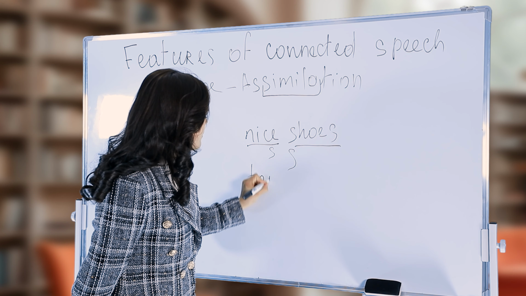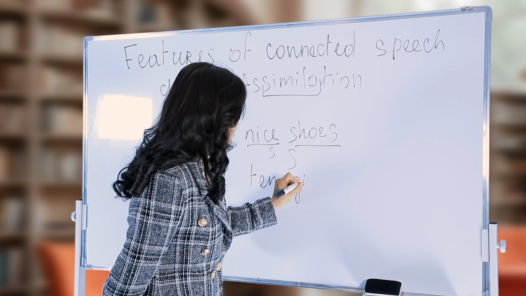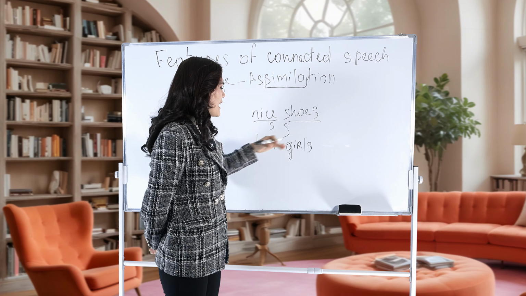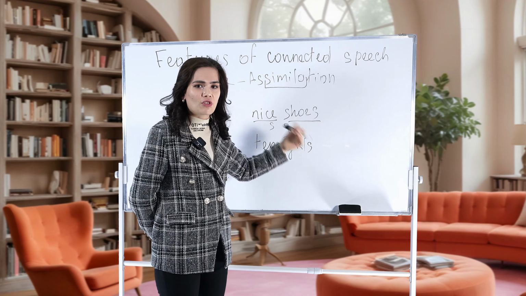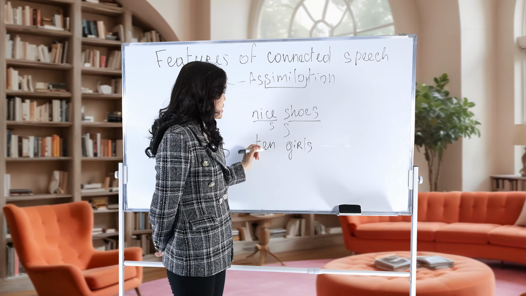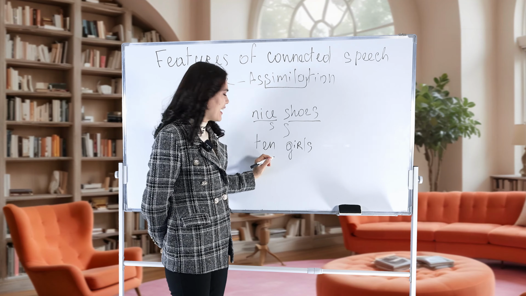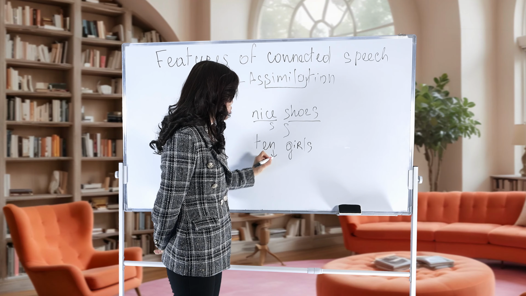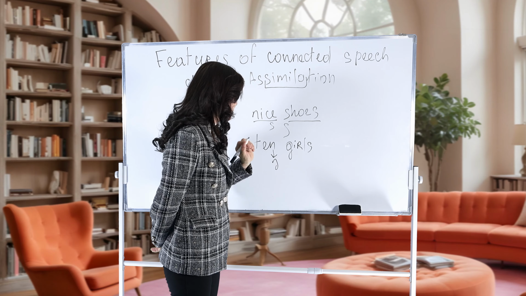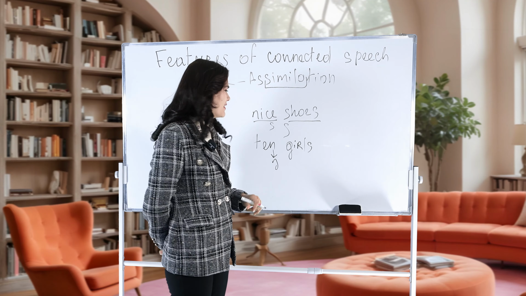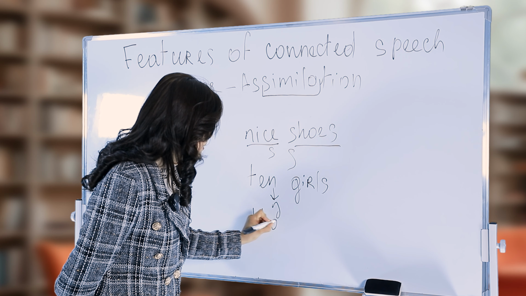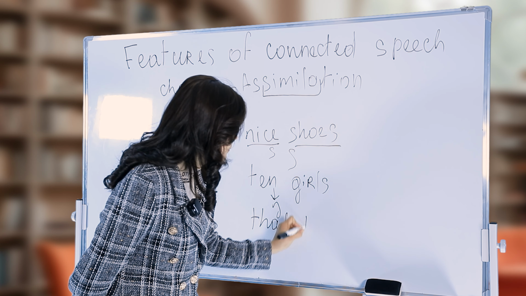There were ten girls in the classroom. When you connect them to sound natural in fluent speech, you pronounce it ten girls. You can observe the change here, the sound n becomes ny. Am I understood? Okay, let's move to the next example.